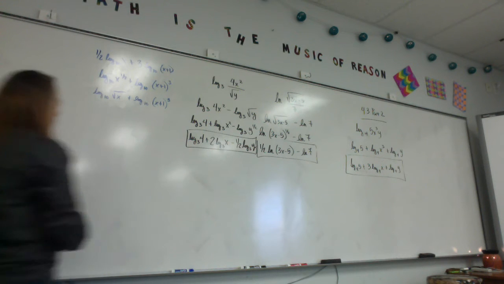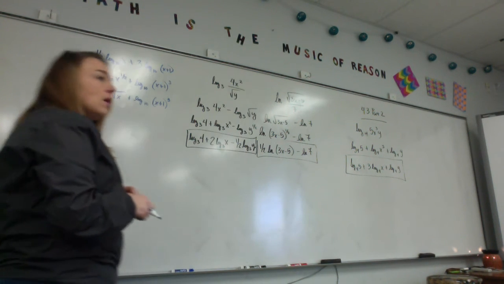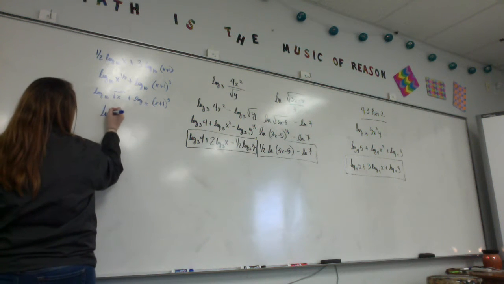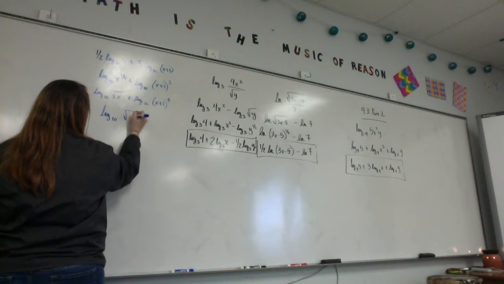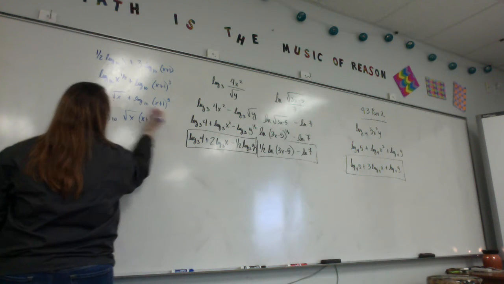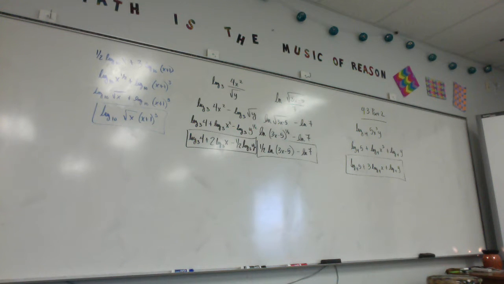Now what can I do from there? Log base 10 square root of x times. Yes, I need to multiply these 2 units together so that I have log base 10, the square root of x times x plus 1 cubed. This is that function condensed. That's as far as I can go.